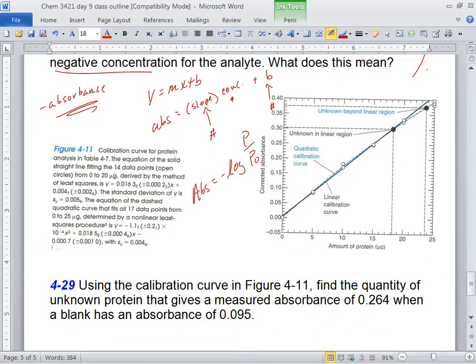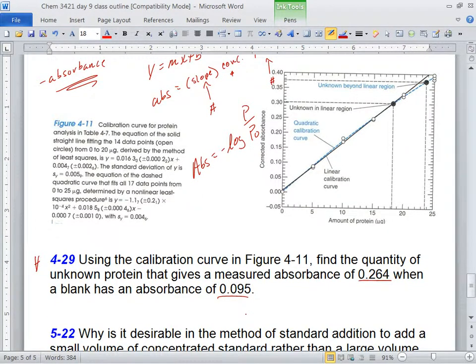Okay, this one does. This is a good one. Using the calibration curve in figure 4-11, find the quantity of an unknown protein that gives a measured absorbance of 0.264. Blank has 0.095. So we need the equation for a straight line here.